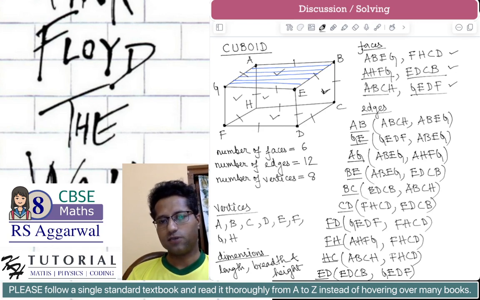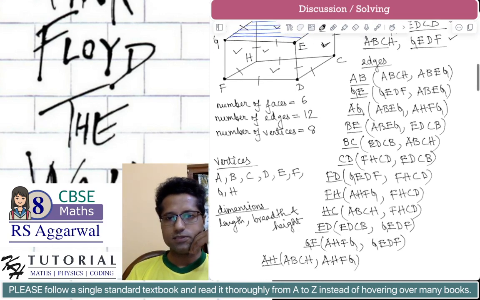It has six faces in total. It has 12 edges. It has 8 vertices. Its dimensions are given by length, breadth, and height. The two opposite faces of a cuboid are identical. That is, their edges are of same length. Their area is same. And yeah, that is it about a cuboid.